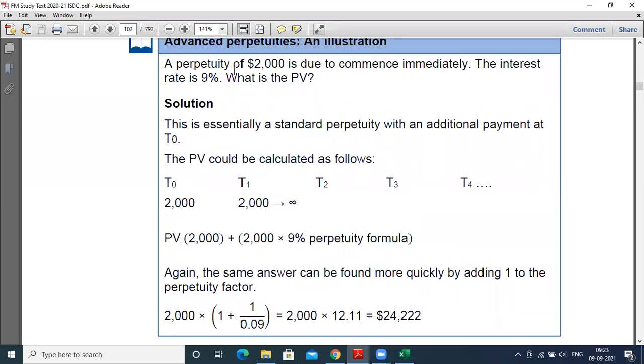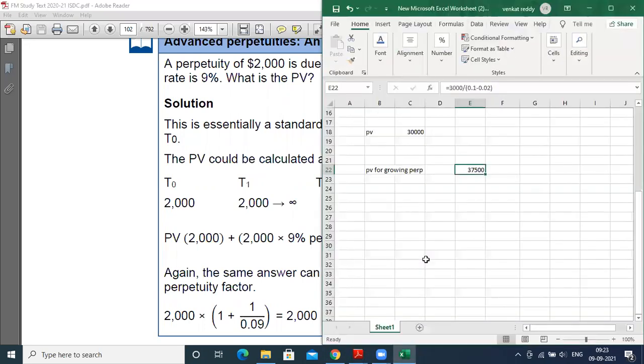Here you can see the perpetuity of 2000 is due to commence immediately. The interest rate is 9%. Normally the formula is 2000 divided by 9%. I hope it is clear. But in addition to the cash flows, we also received an advance amount. So there is an advance perpetuity of 2000. In that case, first we should calculate the present value of the perpetuity.